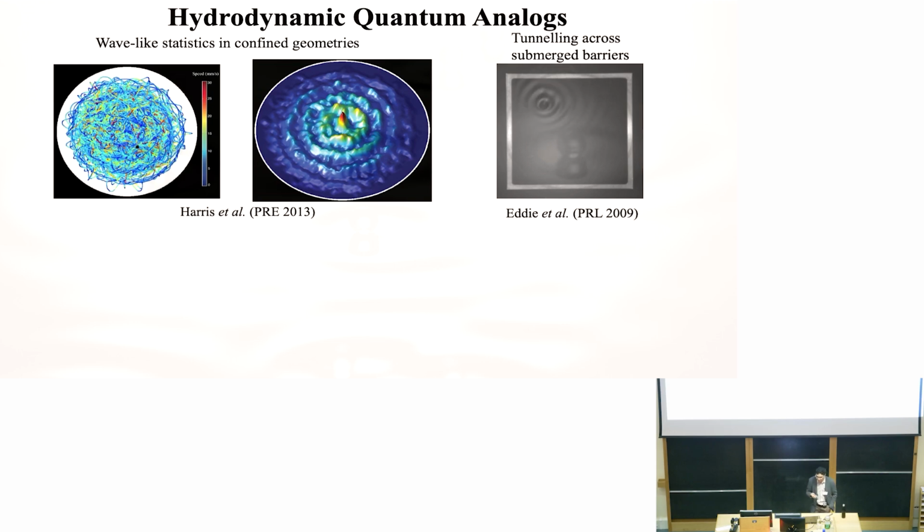Another example is an analog of tunneling. So if you have these walking droplets and you put barriers below the liquid surface, then these droplets will typically reflect from these barriers. However, occasionally it turns out that these droplets, again, due to these nonlinear interactions, can unpredictably cross these barriers, right? So you have an analog of tunneling where these droplets can unpredictably cross these barriers in the liquid.